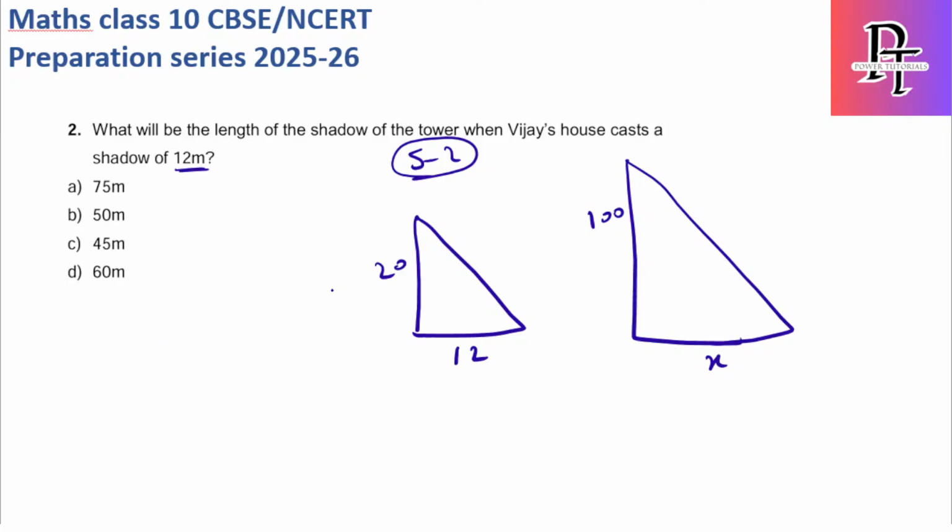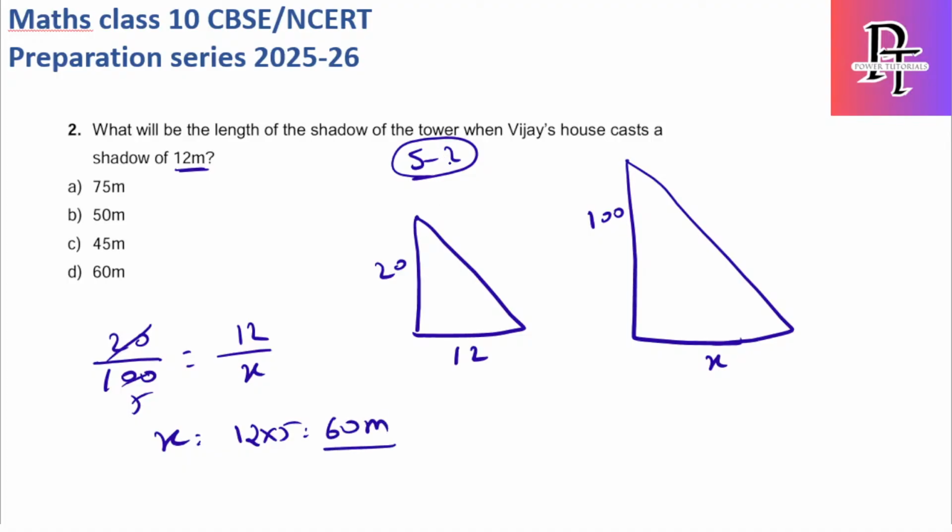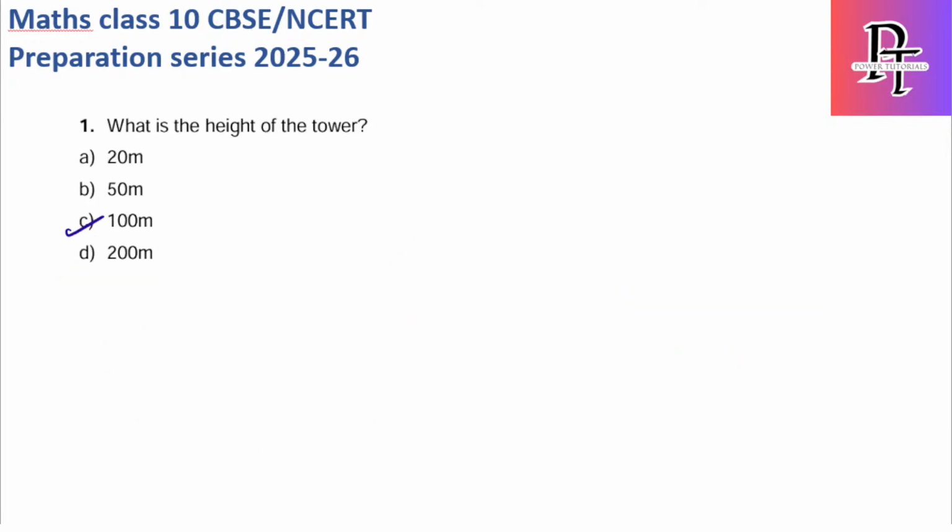Now again similar triangles. So this side by this side, which is 20 by 100, should be equal to 12 by x. Always remember the ratio should be for corresponding sides, not other sides. I cannot write 20 by 12 or 20 by x. We are talking about the height of the triangle, so it is 20 by 100, and the base is 12 by x. 20 into 5 is 100, so x is equal to 12 into 5, which is 60. So the shadow of the tower in scenario 2 is 60. Okay, let's move to the next one.